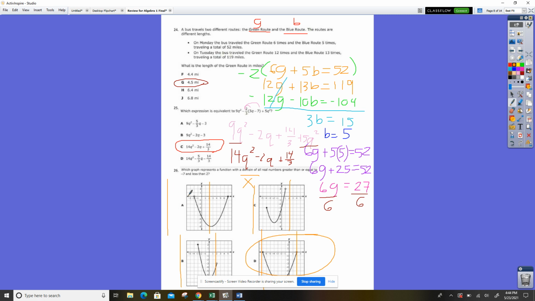This one didn't come anywhere close to -7. This didn't come close to -7. And this didn't come close to -7. This is the only one that hit the values between -7 and 2.